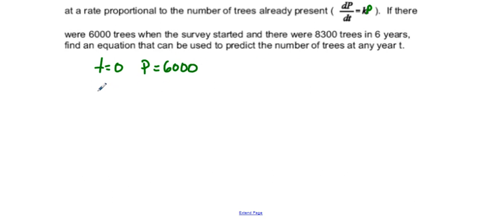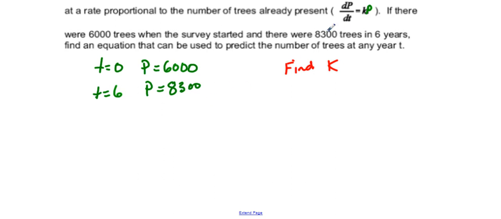When 6 years later, when t equals 6, the population of trees was 8,300. All right, we want to find the equation for this. A little hint, when you find this equation, you need to find the k value as well.